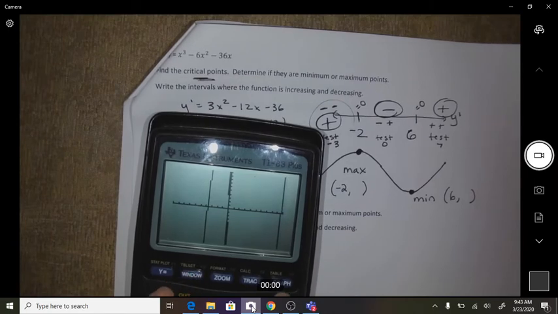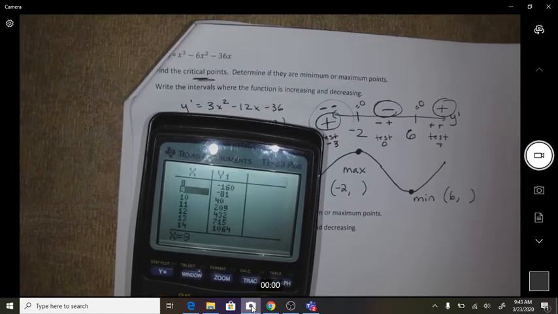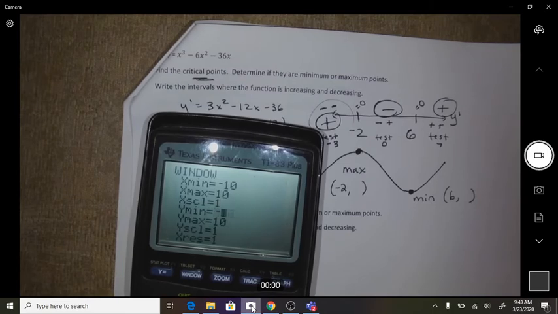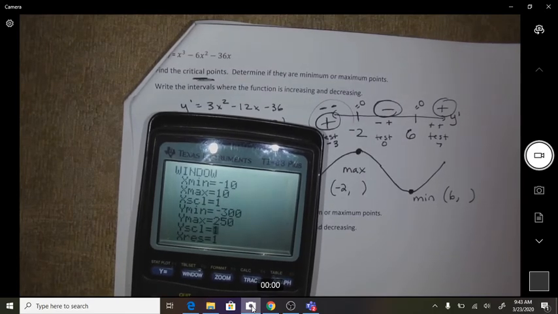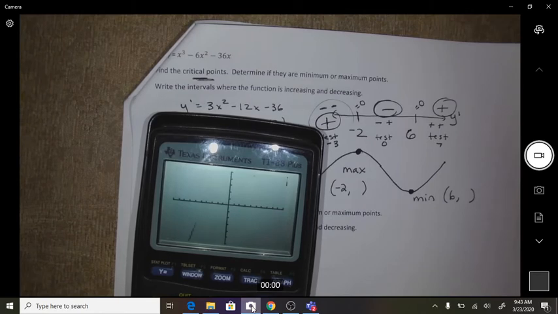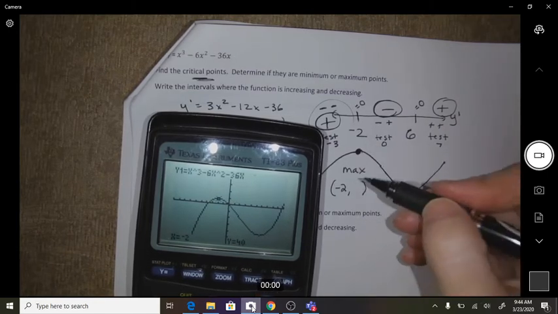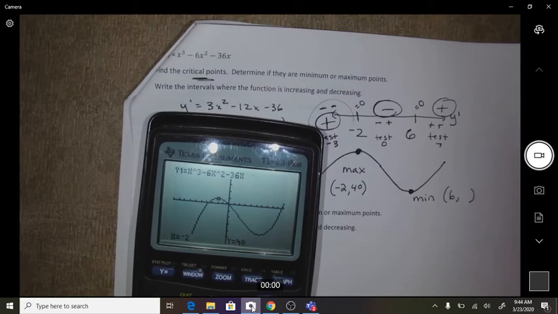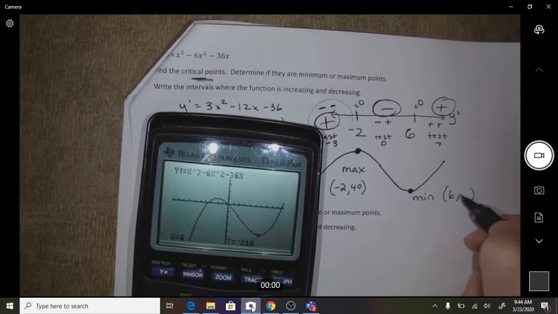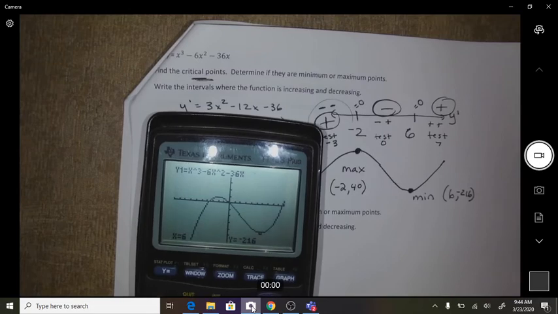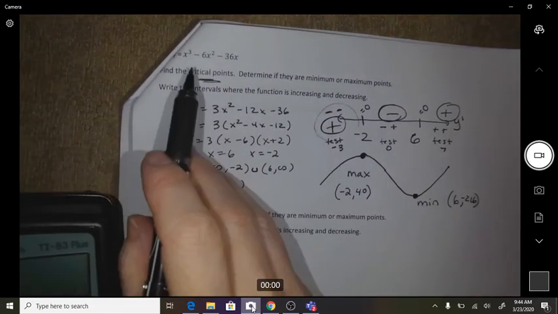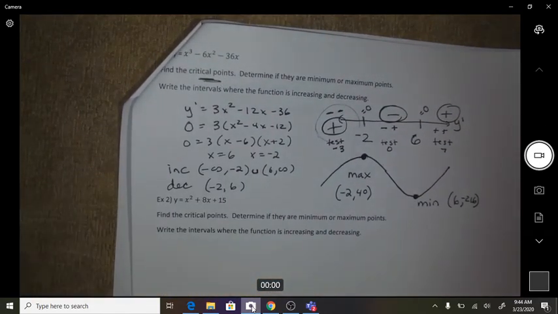Okay, so let's just go to our table. So we can see we need to go pretty low. Negative 300 will go. Okay, so increasing to decreasing is a max, decreasing to increasing is a min. Okay, so negative 2. So when we plug that in, we get 40, and then 6 gives negative 216. Okay, and that's me plugging it in here. You're going to have to do that algebraically.